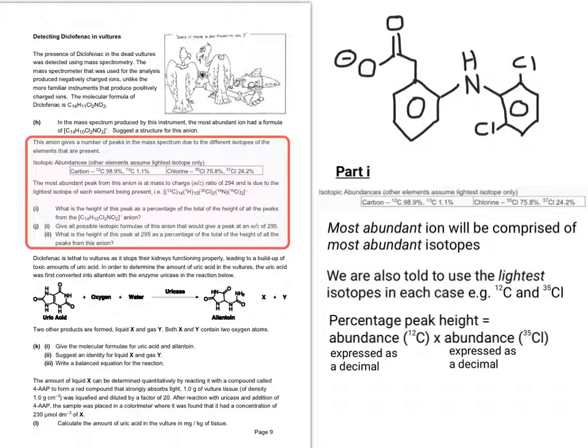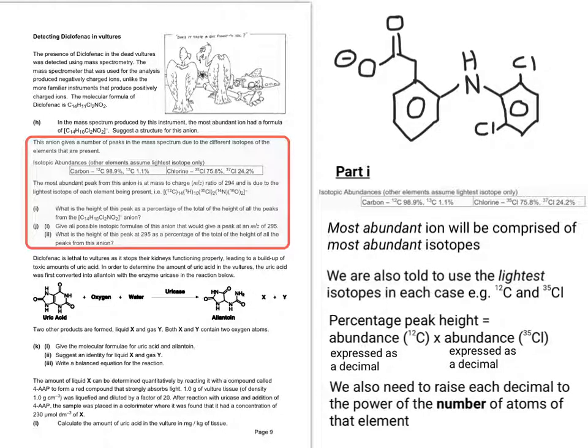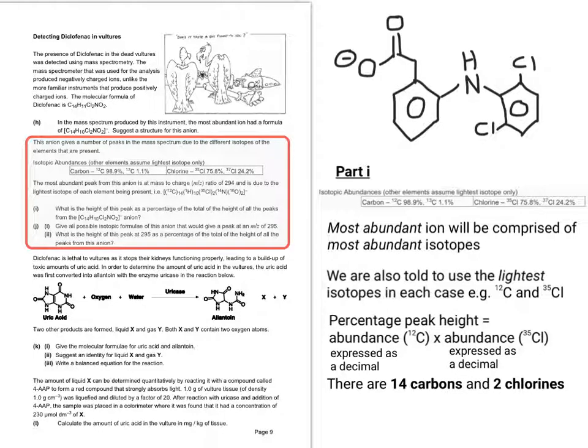So to get the percentage peak height for our anion, we need to take the abundance of each of the lightest isotopes and multiply them by each other, but using the abundances expressed as decimals, not percentages. So we need to raise each decimal that we're writing to a power, and that power is the number of atoms of that element present in the anion. So there's 14 carbons and 2 chlorines. So that gives us 0.492 or 49.2%.